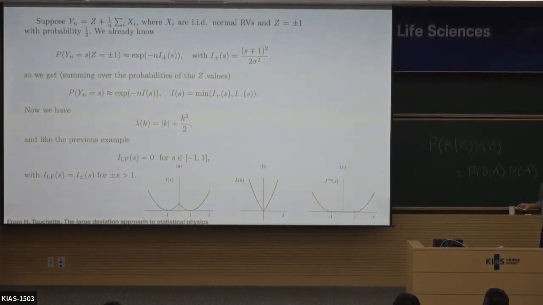Okay, well, what's the probability that yn is s? Then what you get is e to the minus n times I, because this is a probability, you multiply by the probability that z was plus 1, that gives you a factor of a half, plus the probability that z equals minus 1 gives you another factor. So the rate function here is the minimum of I plus of s or I minus of s. Remember, again, the least improbable way that you could get to a certain value of s. Depending on the value of z, it's either I plus or I minus, okay?